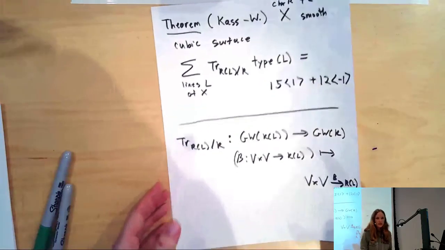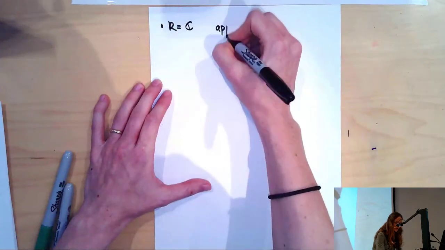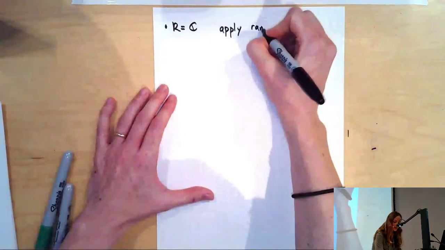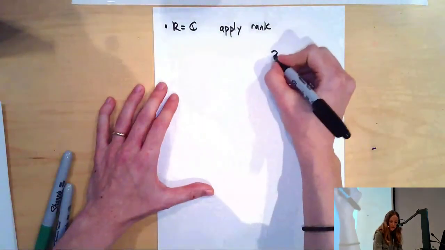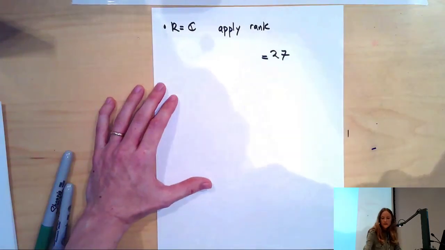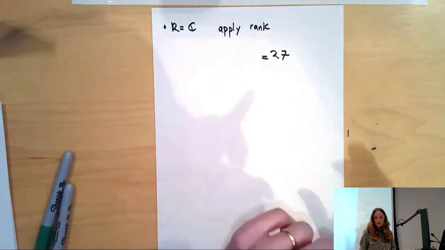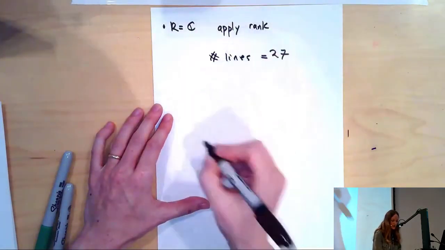And let's see what happens over C. So we'll take K equals C, and we know that the information is contained in the rank. So the rank of this form is 15 plus 12, which is 27. And the type was a bracket, an element in K star over K star squared. There's just one of those, that's 1. So what we get is that the number of lines equals 27.